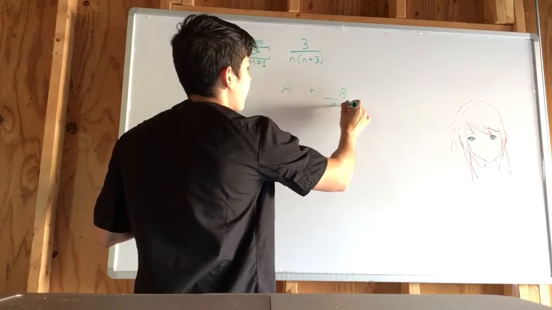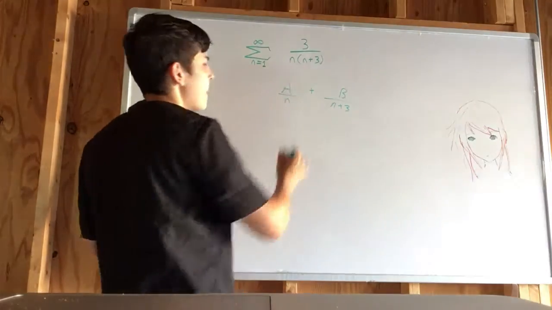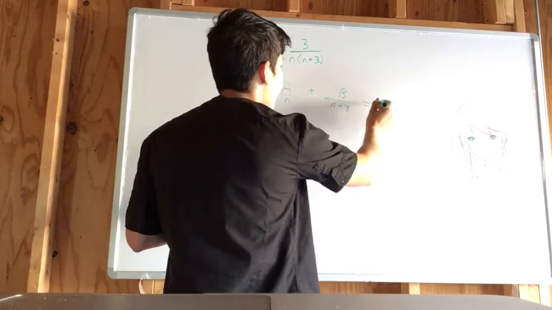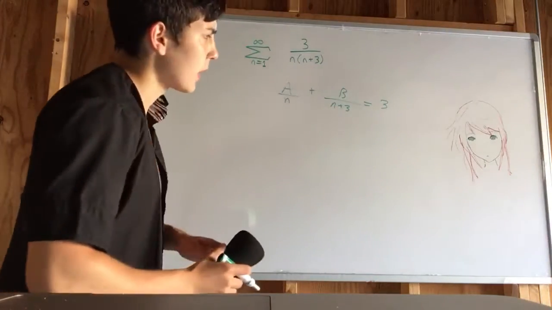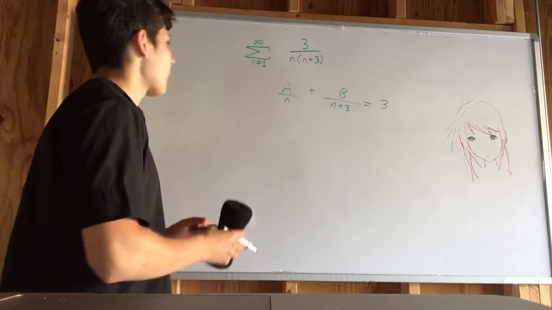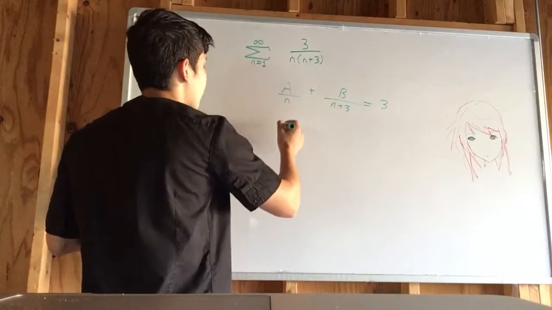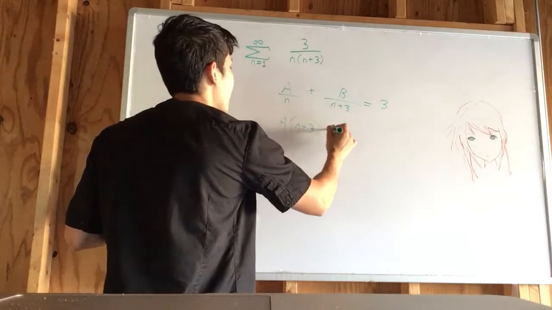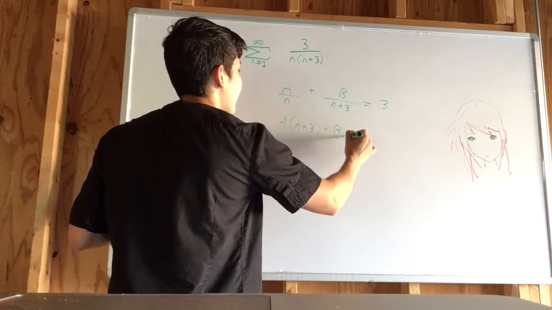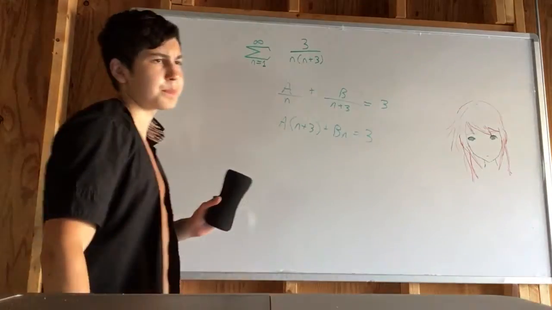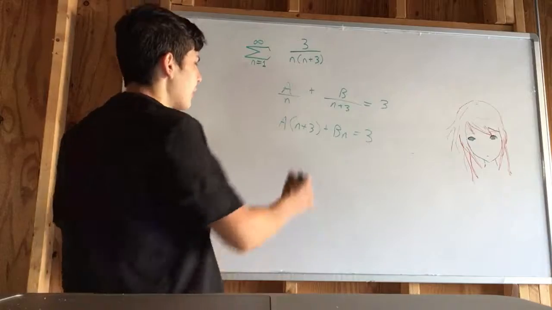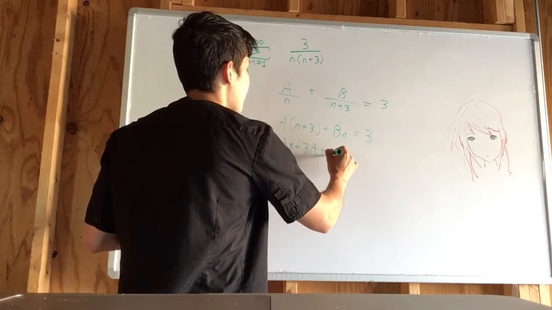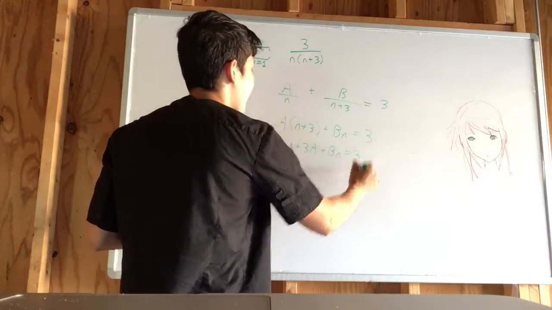That means this is n+3, this is n, and this has to equal 3 in the numerator there. So now we could cross multiply. We get A times n+3 plus Bn equals 3. Distribute this, we get An plus 3A plus Bn equals 3.